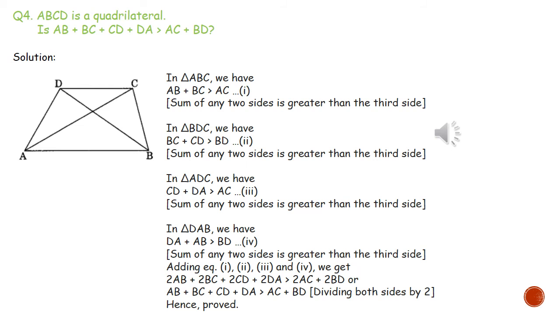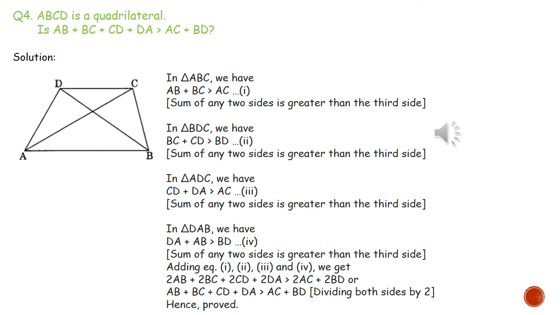Similarly, next we are choosing triangle BDC. BC plus CD must be greater than BD because sum of any two sides of a triangle is greater than the third side. In triangle ADC, we have CD plus DA which is greater than AC. That is the third equation. Next, we are choosing triangle DAB and we are getting DA plus AB must be greater than BD.